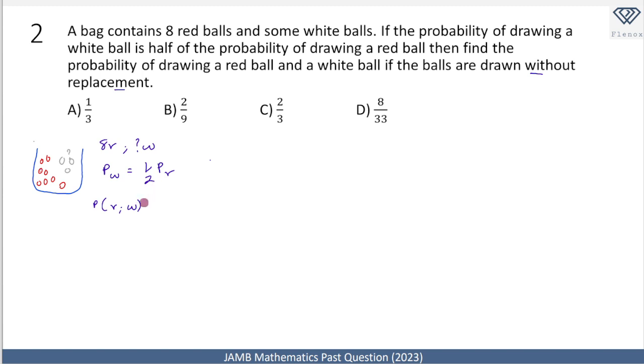So from our law of probability, the first thing we have to do now is to figure out how many white balls we have here, because we know how many red, but we do not know how many whites. How can we figure that out?